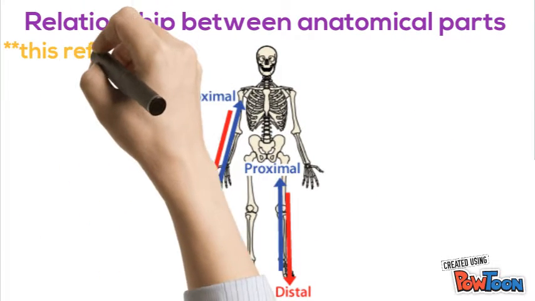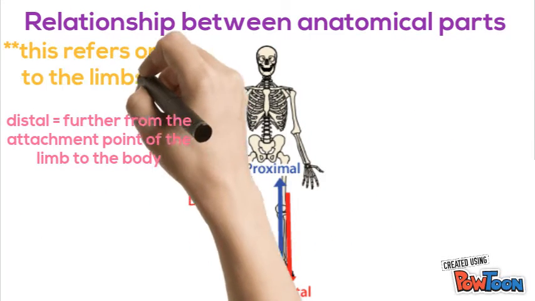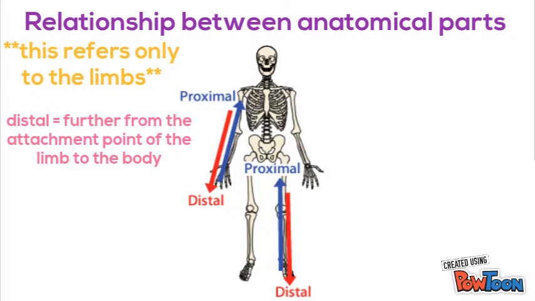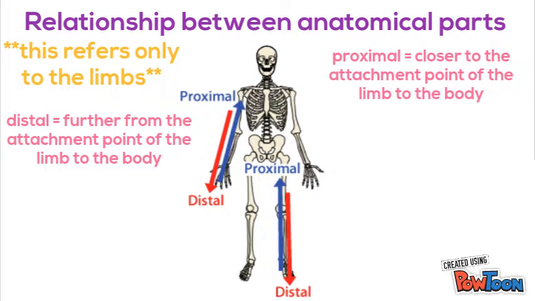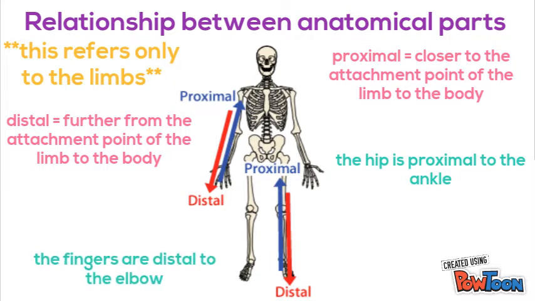Distal and proximal. This refers only to the limbs. Distal means further from the attachment point of the limb to the body. Proximal means closer to the attachment point of the limb to the body. For example, the hip is proximal to the ankle, or the fingers are distal to the elbow.